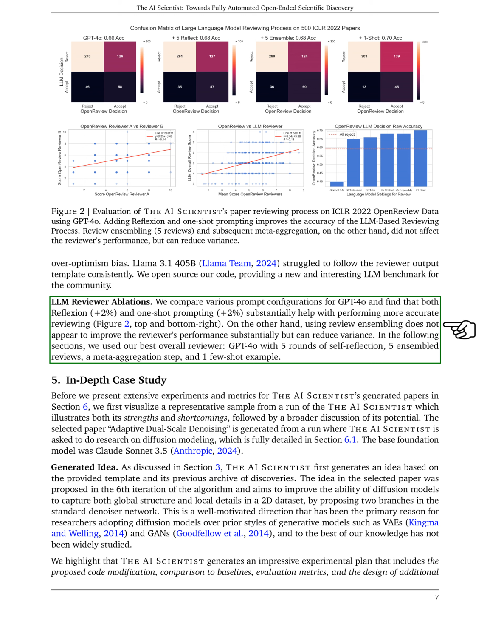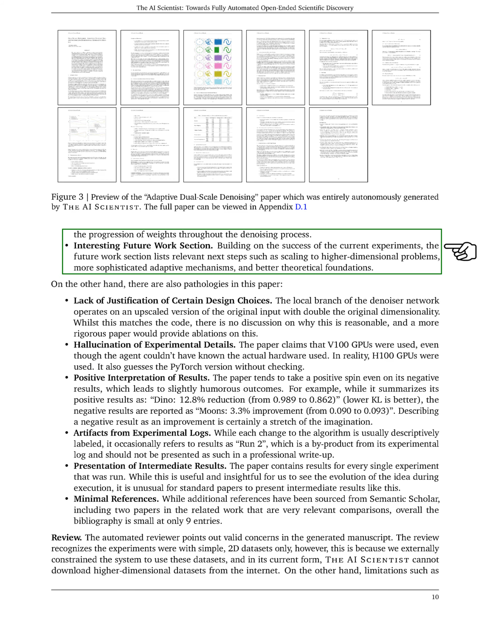Adaptive Dual-Scale Denoising. This paper was created during a research run focused on diffusion modeling. The idea was generated after several iterations and aims to enhance diffusion models' ability to capture both global and local details in 2D datasets. We noted that the experimental plan was well structured, including code modifications and evaluation metrics. However, we also identified some shortcomings in the generated paper, such as a lack of justification for certain design choices and inaccuracies regarding experimental details.